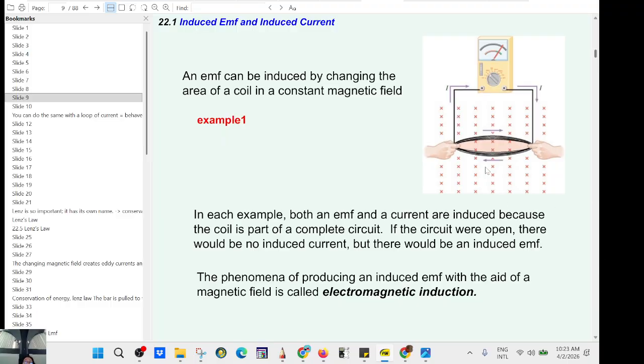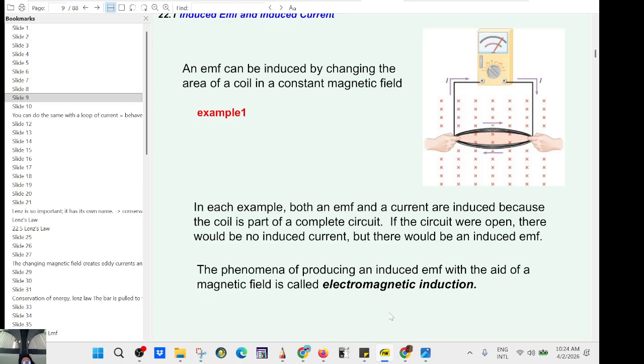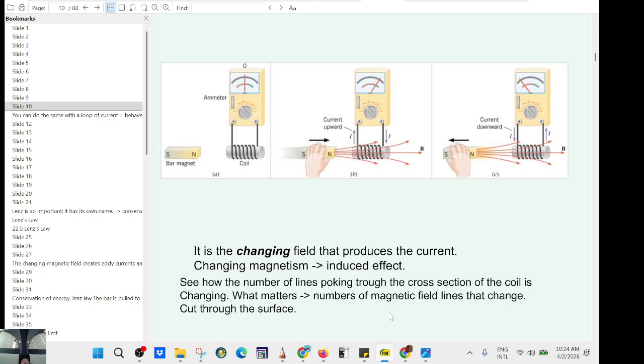So you could also change the area. If you change the area, that will work because again, you see the field lines here are going into the page, and if you squeeze it, then you have fewer field lines poking through, but it has to change. So the flux has to change with time. This is called electromagnetic induction.